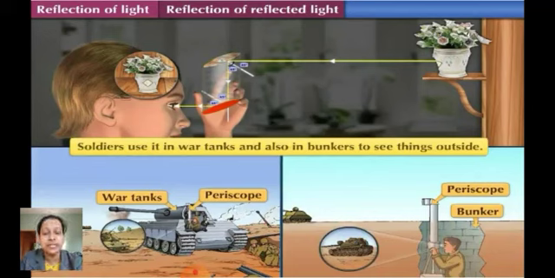So here you have learned that the light gets reflected several times, and because of this we have two pieces of equipment which are made using this reflected light. So I hope you have understood.